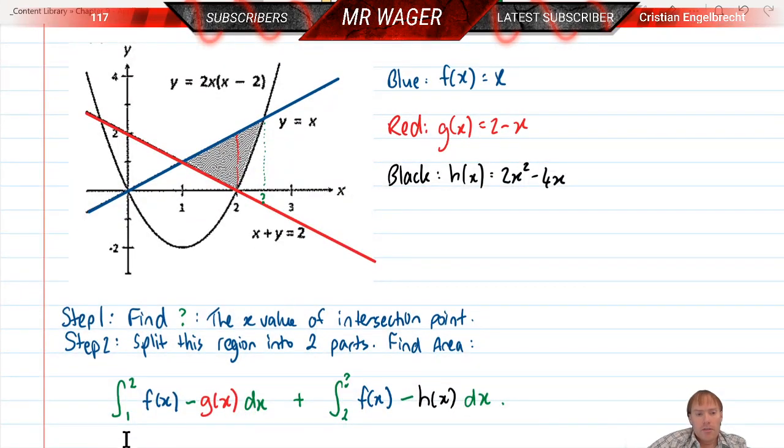So here we go. We've got the integral between 1 and 2 of f of x minus g of x, so the blue graph minus the red graph. Then we're going plus the integral between 2, and we don't know what that x value is just yet, you'll need to work that out, of the blue graph and the black graph, f of x minus h of x. So I would like you to pause the video and give this problem a go and see if you can get to the answer, and I'll go through the solution in a minute.